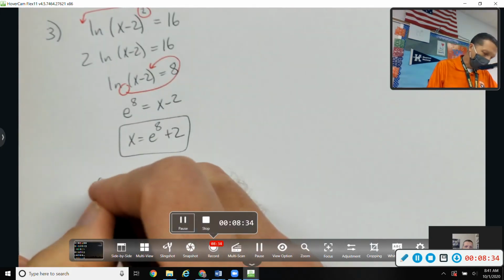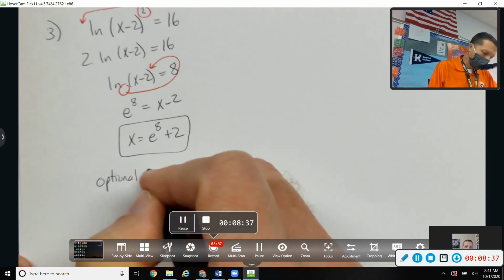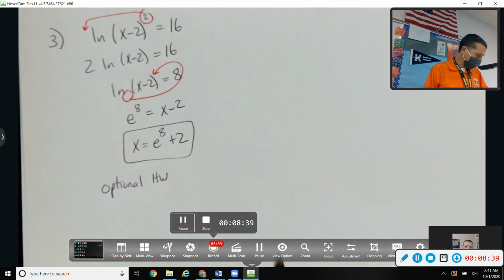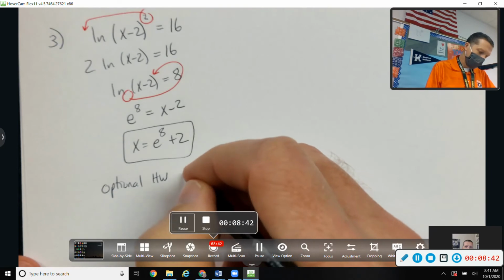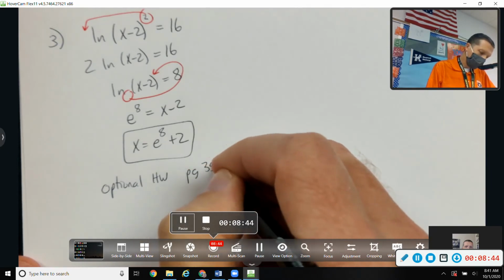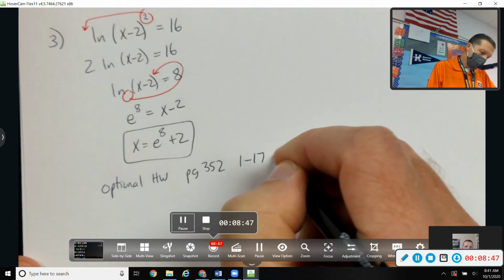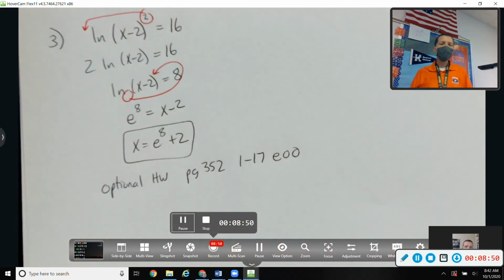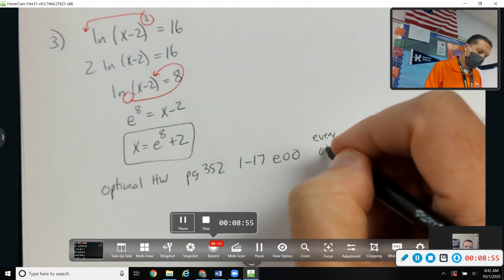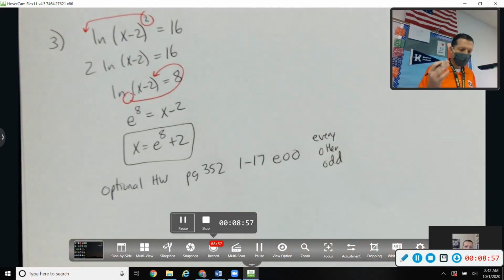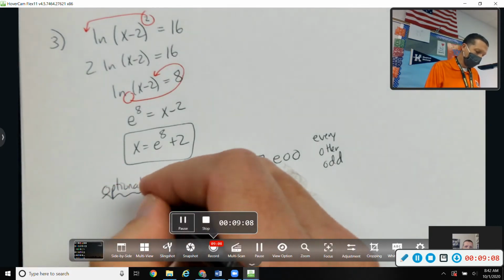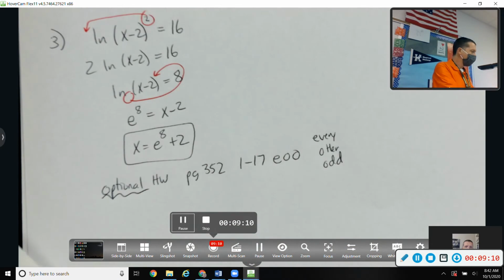So I'm going to just call this subset of the homework optional. This is algebra practice. If you followed all that and you think you're fine, then maybe you don't need to do this. EOO for every other odd. So that's 4 or 5 questions. That's just working with the algebra stuff with logs and exponents. So if you need it, do it. If you feel comfortable, then don't worry about it. That's not calculus. That's algebra.